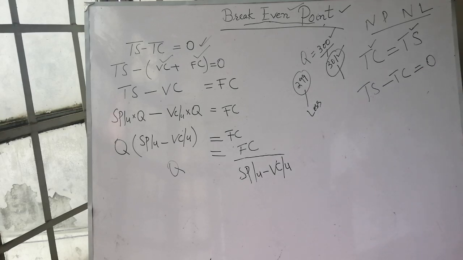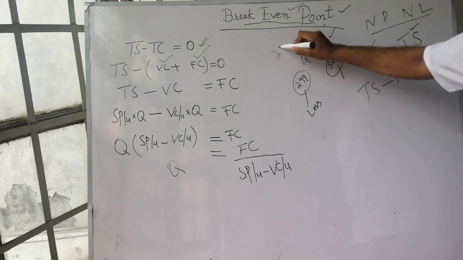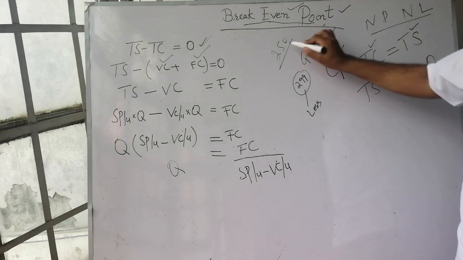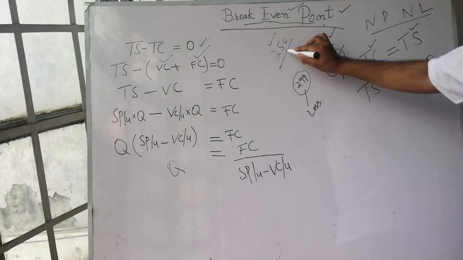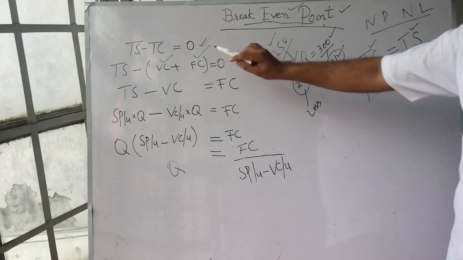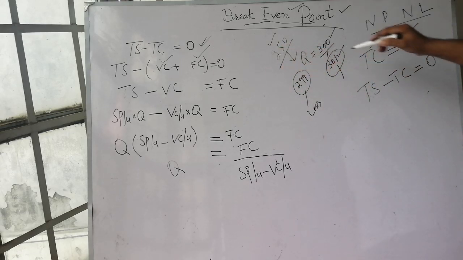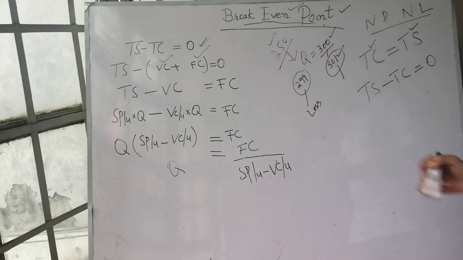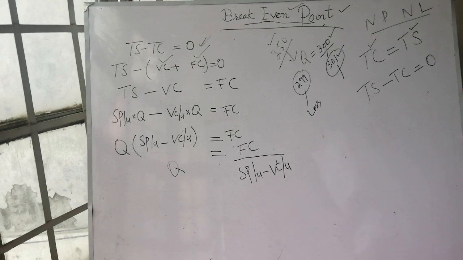Suppose a person gives an order of 250 units, the company will not accept. It will straightforwardly say no, we will not provide you 250 units. Why? Because at 250 units they will not get any profit. The cost is more than the sales, so they will straightforwardly deny this order. That's why it is necessary to calculate break-even point.